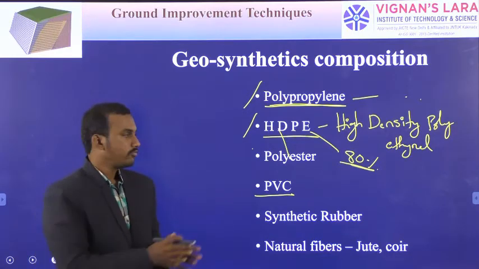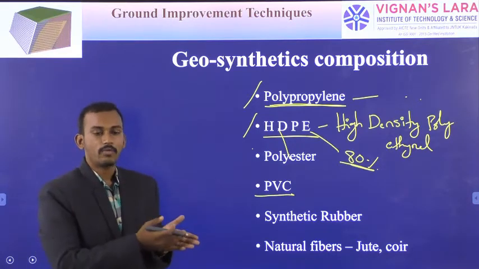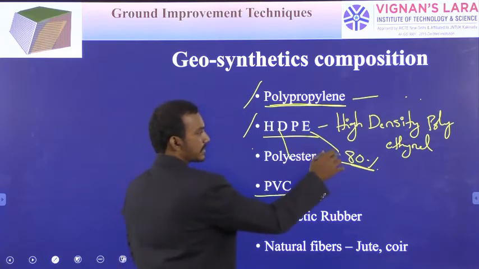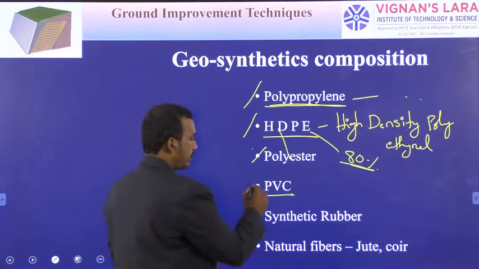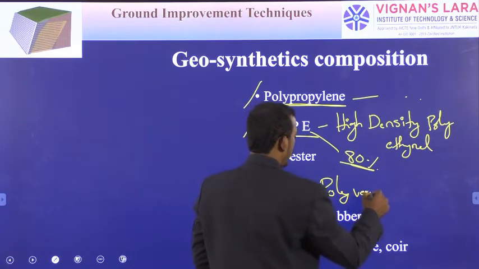So that's why we should not mention the proportions. We just say what it is made up of. That only we have to say. So HDPE means high density polyethylene, then polyester, then PVC. What is PVC? We everyone know, polyvinyl chloride.